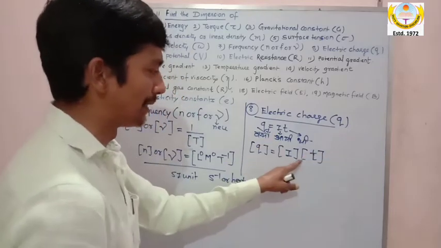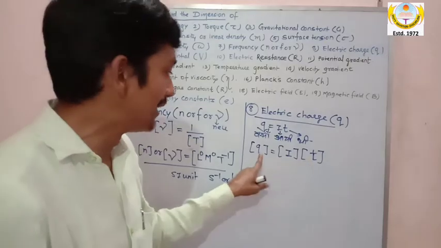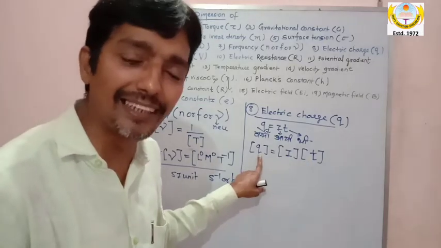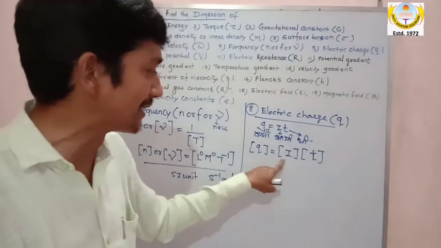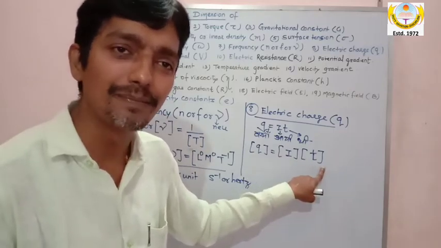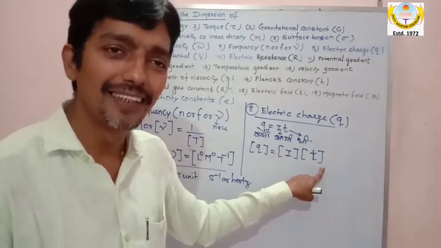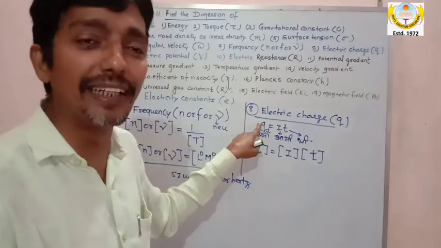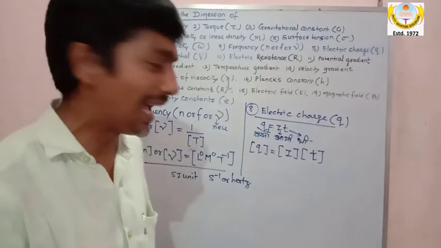Dimension of current multiplied by dimension of time. Sir, charge is a derived quantity? Yes, it is a derived quantity. You can see it is derived from fundamental quantities, that is electric current and time. So charge is which quantity? It is a derived quantity. Everywhere.